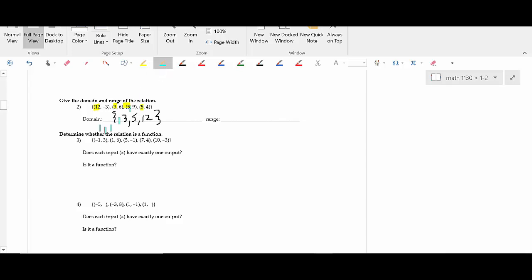That's the domain. The range would be the y values. Again, in numerical order, that would be -3, 4, 6, and 9. Now let's see if this is a function.